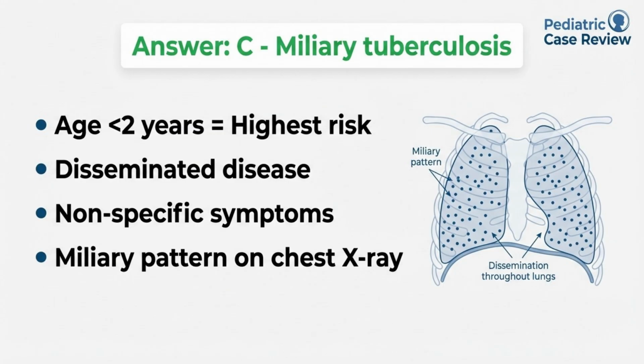Infants under 2 years of age are at highest risk for disseminated tuberculosis due to immature immune systems. Miliary tuberculosis presents with nonspecific symptoms such as failure to thrive, prolonged fever, and lethargy rather than typical respiratory symptoms. The miliary pattern on chest X-ray, characterized by numerous small nodules throughout both lungs, confirms hematogenous dissemination of Mycobacterium tuberculosis. This represents one of the most severe forms of tuberculosis requiring urgent treatment.